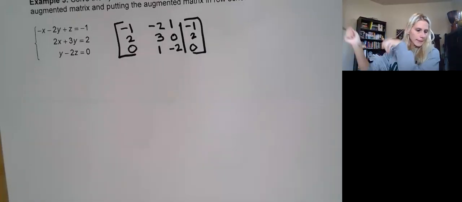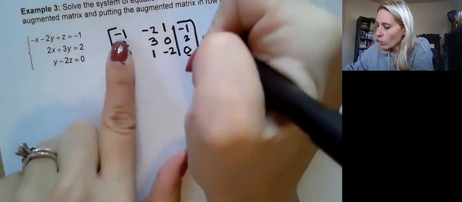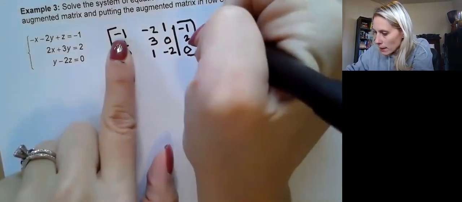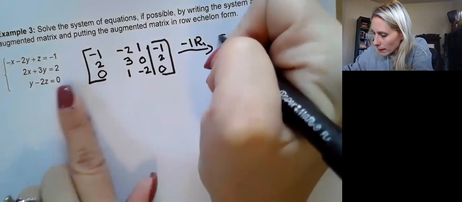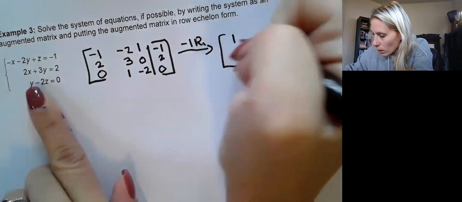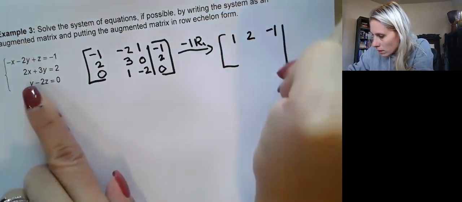All right, next thing. Well, if I need x to be 1 here, what am I going to do with it? I'm going to multiply it by -1. So I'm going to multiply row 1 by -1. So I get 1, 2, -1, 1.